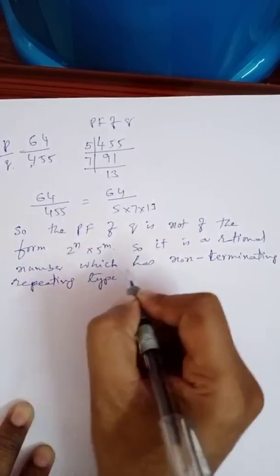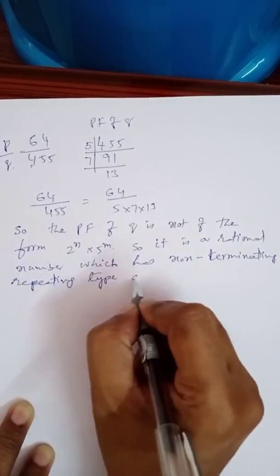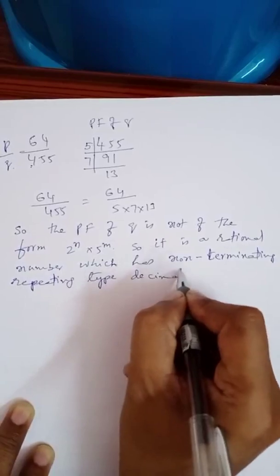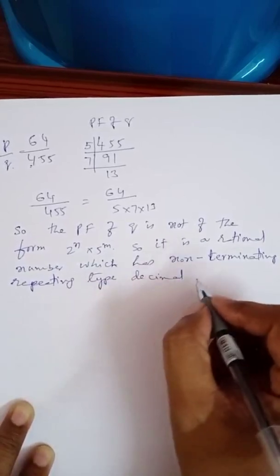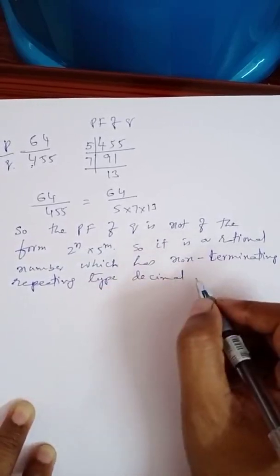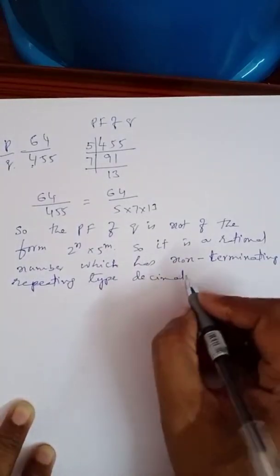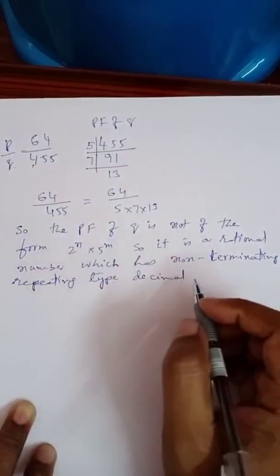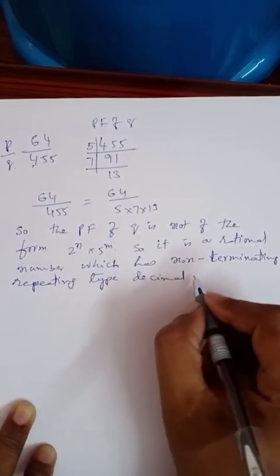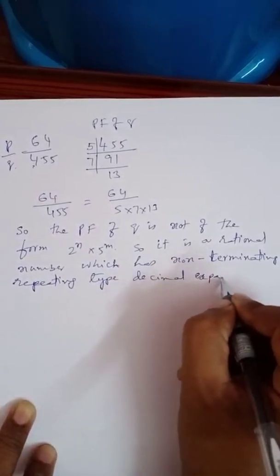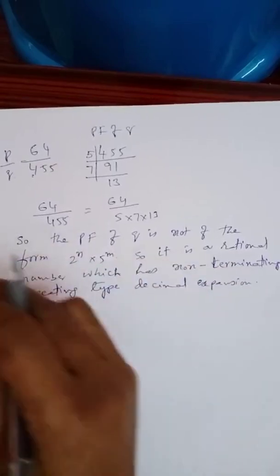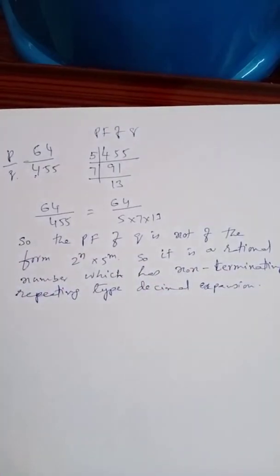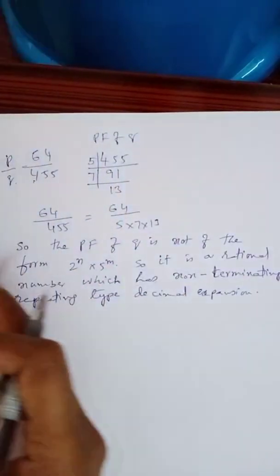So this way we can decide whether a rational number will have a decimal expansion of terminating type or non-terminating repeating type. There are many more examples in the textbook, in exercise 1.4. You may try all these and get ready the assignment for the next class.